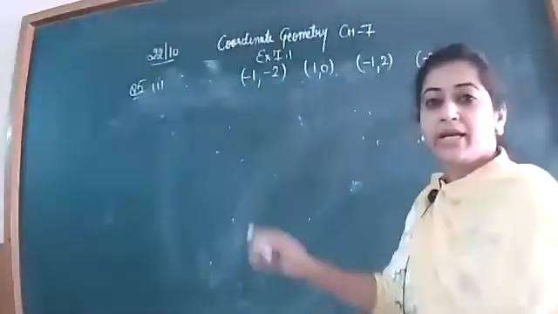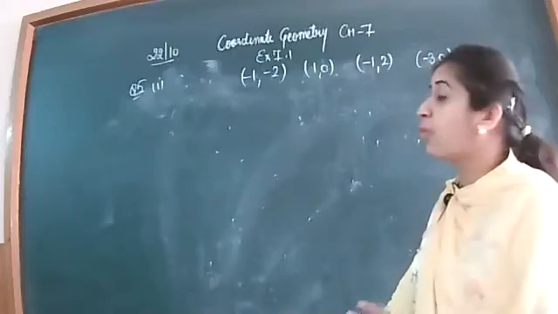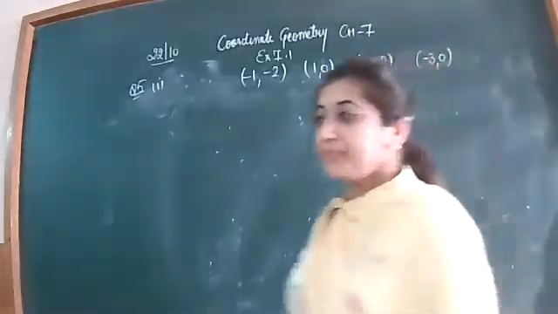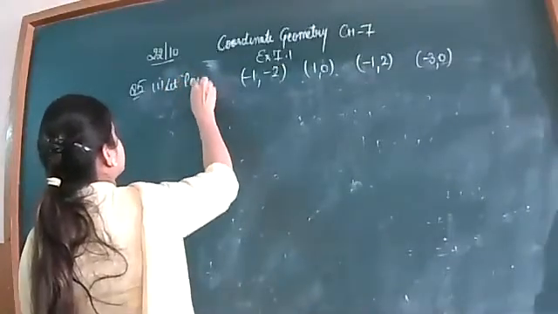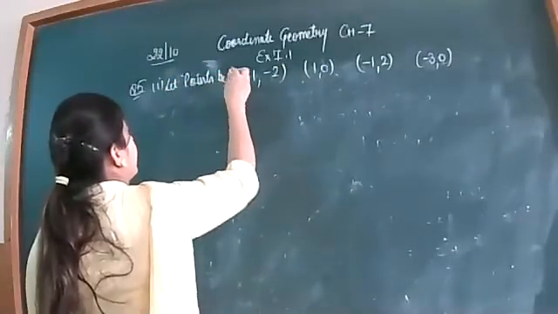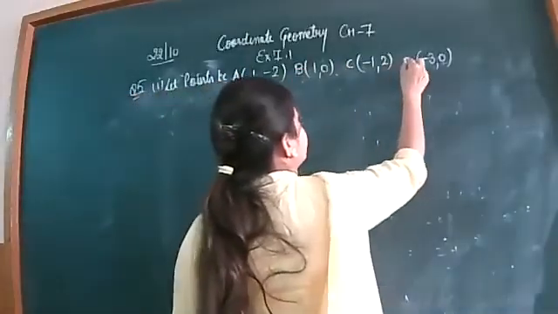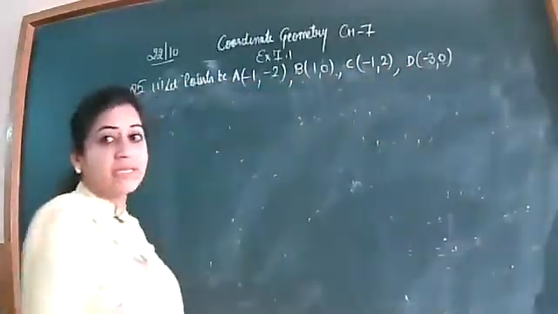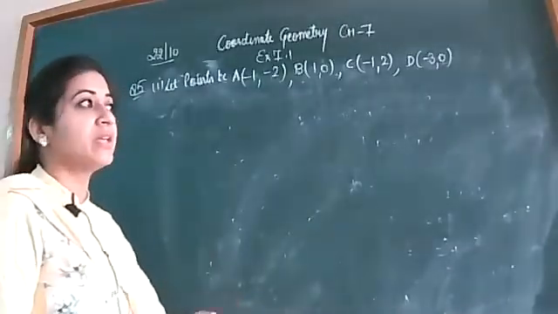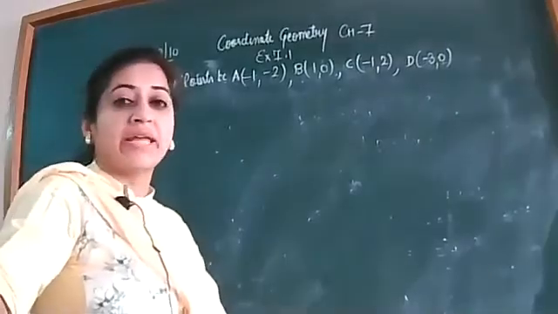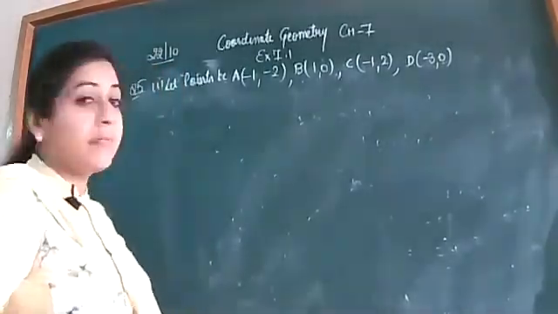To check in question number 5, you have to check which type of quadrilateral these points are forming. So the first step is you will give them the name. Let points be A, B, C and D. I have given them the name A, B, C, D. You have to check which type of quadrilateral they are forming. Whether it is a square, it can be rhombus, it can be rectangle, it can be a parallelogram, it can be trapezium also.